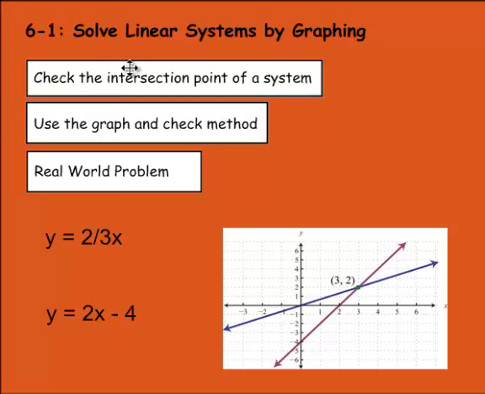We're on lesson 1 of chapter 6, which is to solve linear systems by graphing. First, we're going to check the intersection point of a system. Then we'll use the graph and check method. Then we'll solve a real-world problem.